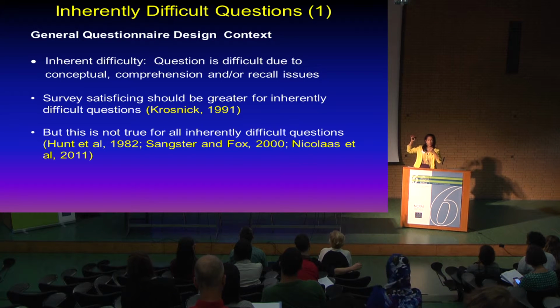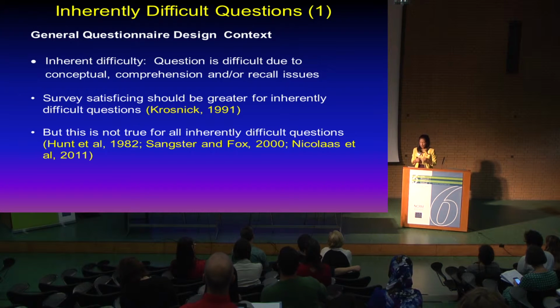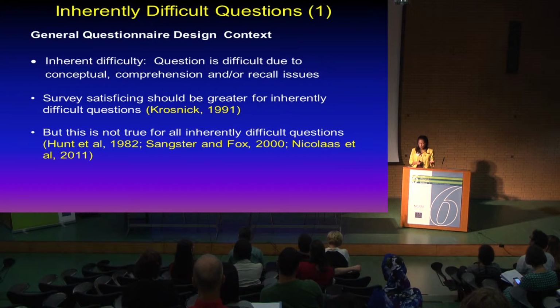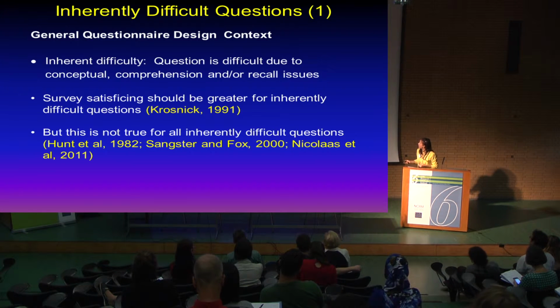Maybe if you think about the 4 cognitive stages, it has to do with comprehension difficulties or recall or judgment issues and so forth. So generally one would think that people will be more likely to satisfice, give less than optimal answers, if the questions are difficult. And that seems to be what a researcher would think. But at the same time, it can also be true that what researchers might think is inherently difficult is not necessarily true for respondents. So some different references there.